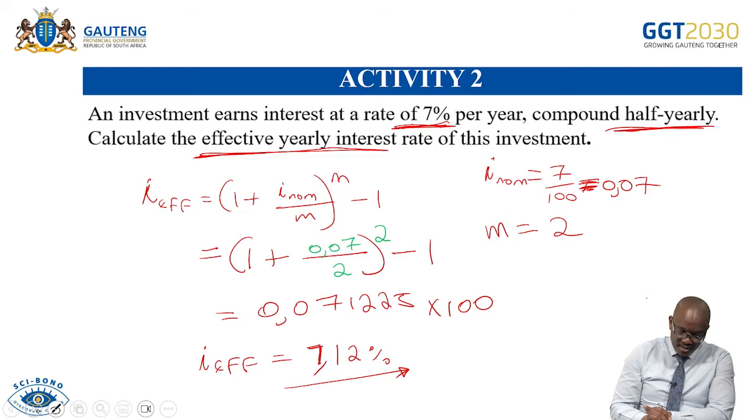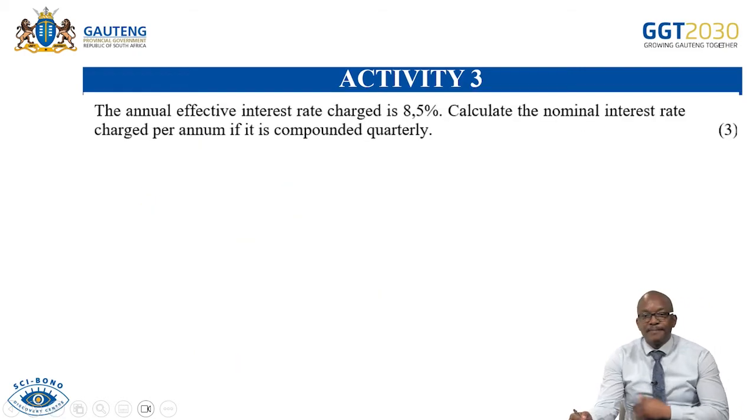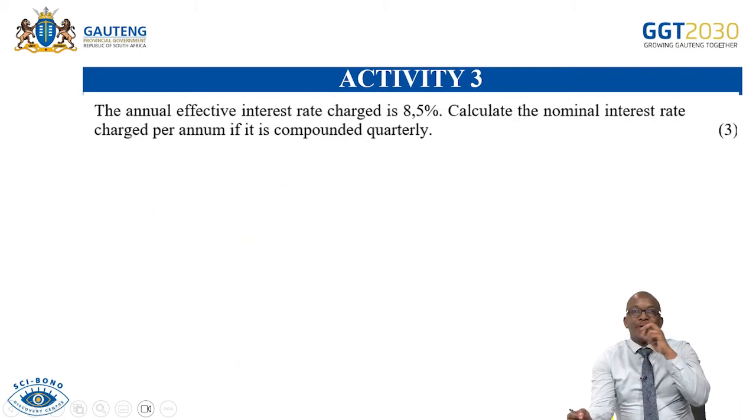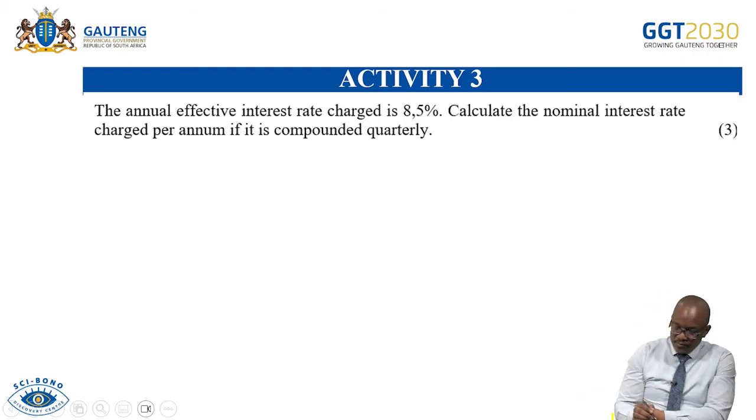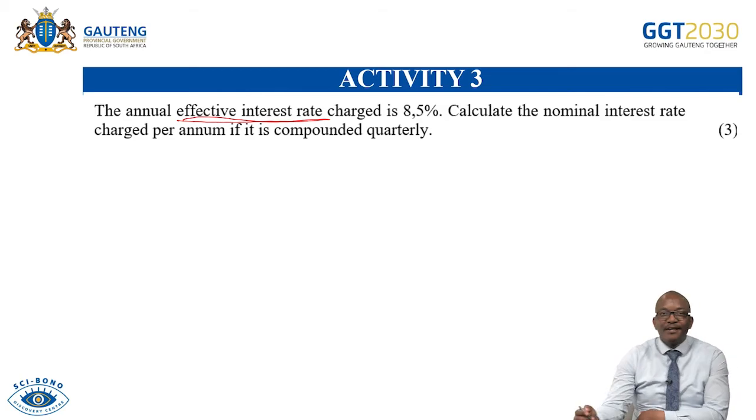So now looking at our next activity, activity 3. With activity 3, remember, we are given the following. They're saying the annual effective interest rate charged is 8.5%. Calculate the nominal interest rate charged per annum if it is compounded quarterly. So now we are given the effective interest rate.